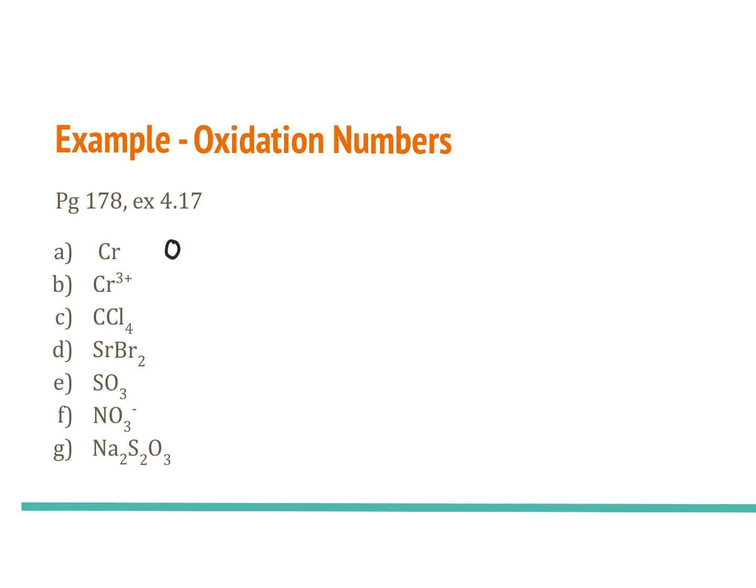Another one of the rules states that if you have an ion in an ionic compound, the oxidation number is the charge of the ion. So for B, the oxidation number would be positive 3.